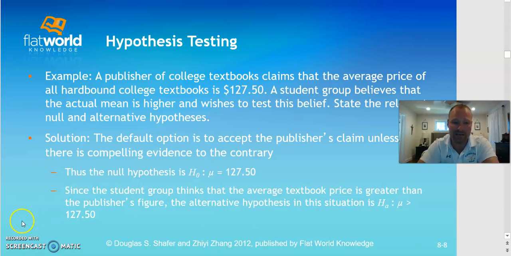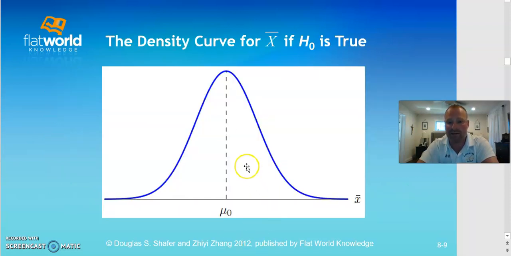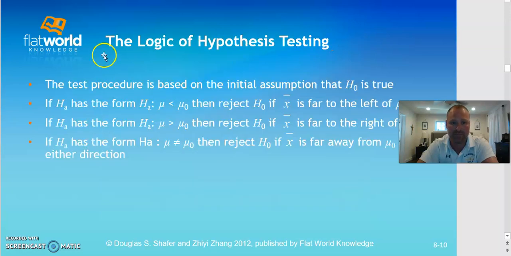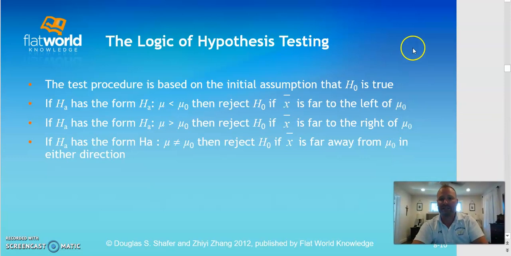Okay, so what we have here is a graph, which we're calling our density curve for the mean here. So here would be our mean if H sub 0 is in fact true, okay? And so the logic of hypothesis testing, the test procedure, is based on the initial assumption, all right, that the null hypothesis is in fact true.